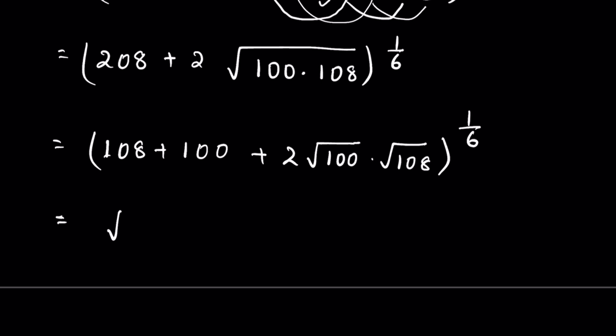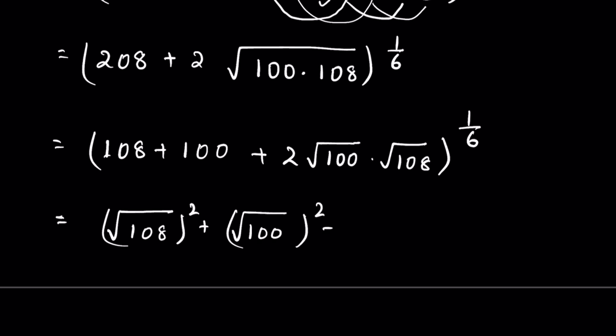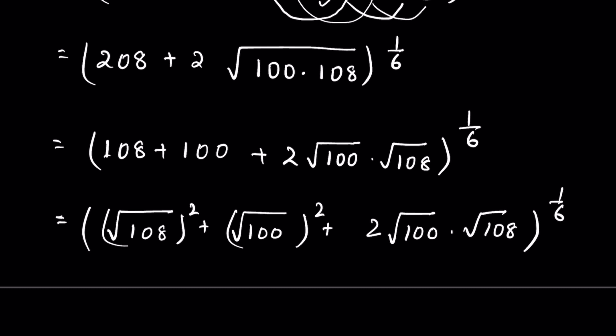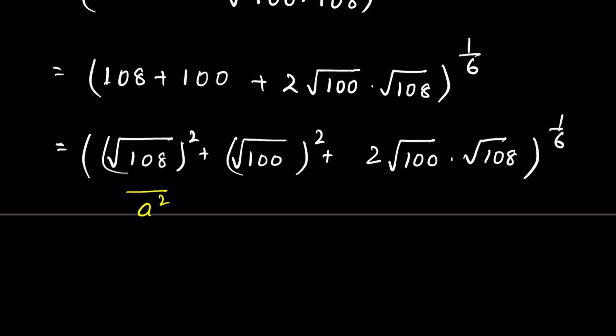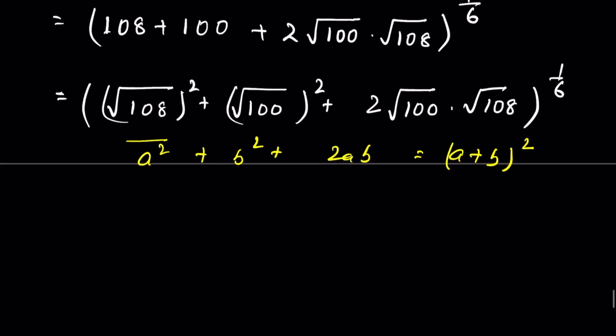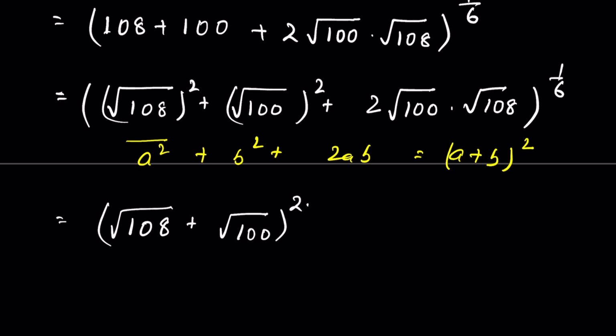Now 108, we can write it as square root of 108 square, and 100 as square root of 100 square, plus 2 times square root of 100 times square root of 108, then all raised to the power of 1 upon 6. Now this is in the form of a square plus b square plus 2ab, and this we can write it as a plus b whole square. So we can write it as 108 under square root plus 100 under square root whole square, then whole raised to the power of 1 upon 6.